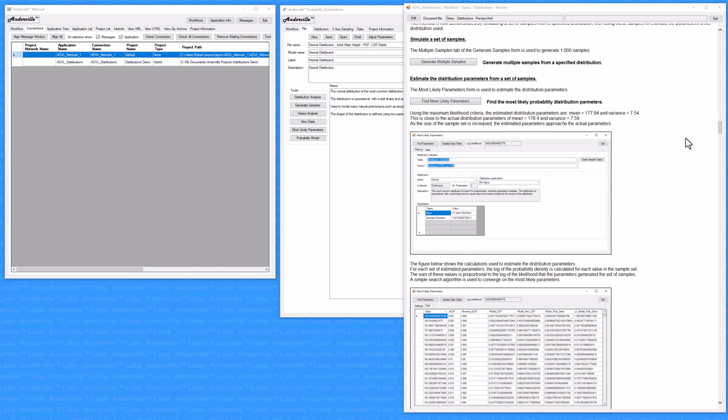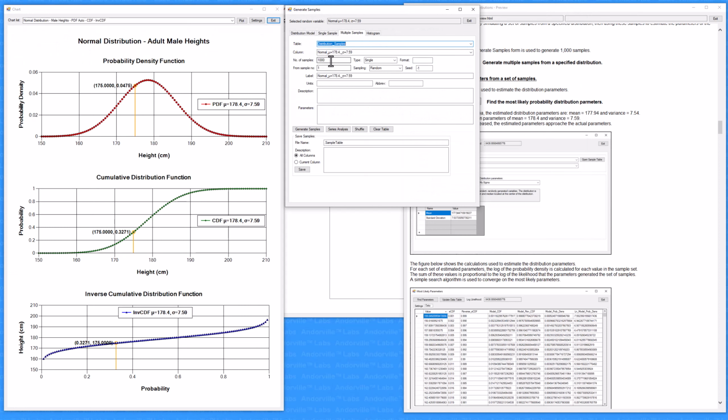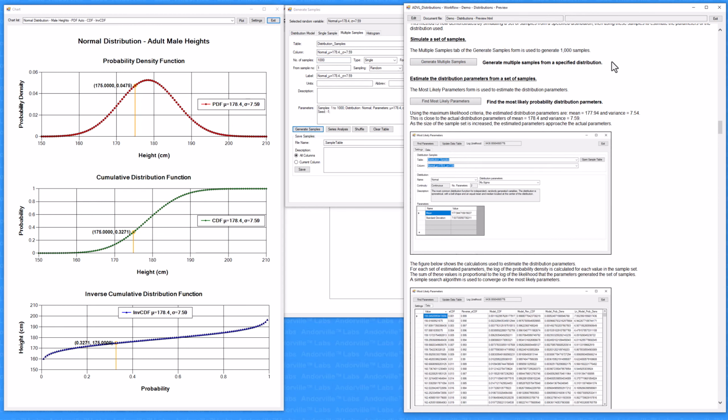The Multiple Samples tab of the Generate Samples form is used to generate 1000 samples. The Most Likely Parameters form is used to estimate the distribution parameters.